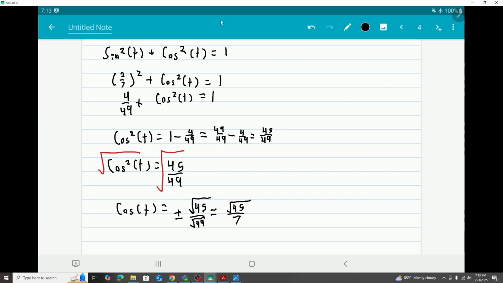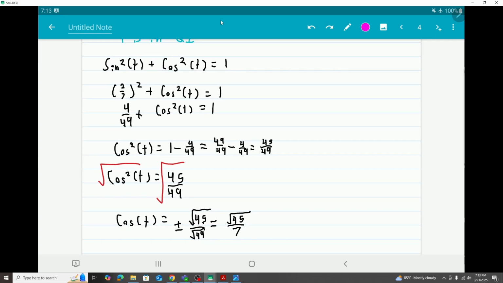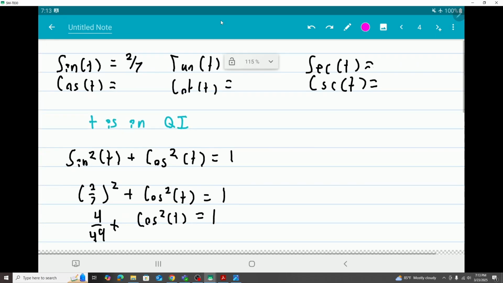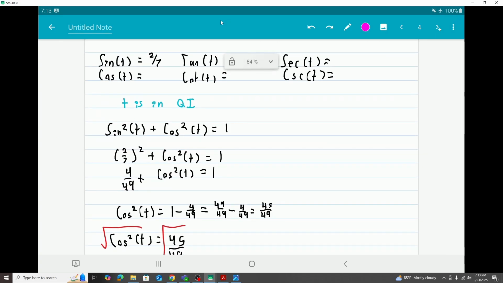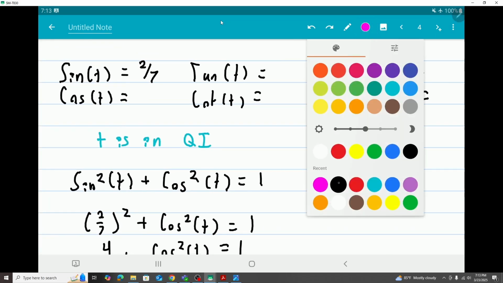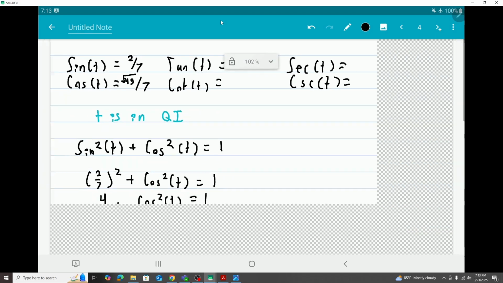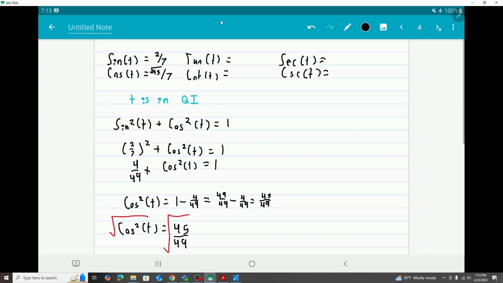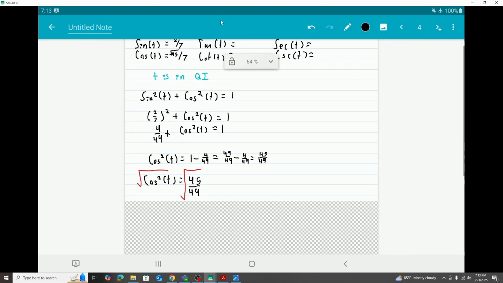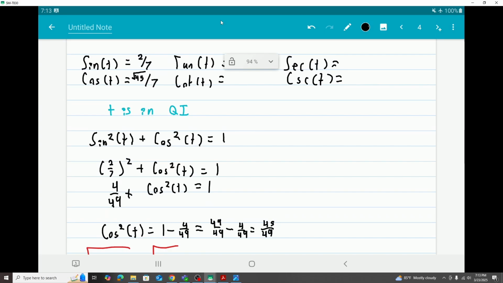And here we could also simplify this radical if we wanted, but the instructions didn't say to worry about that, so we're going to go ahead and leave it as 45. And so we did all that work to say cosine of t is the square root of 45 over 7. And so even though we only have 2 of 6, we're actually well over halfway done, because now everybody else just uses sine and cosine.